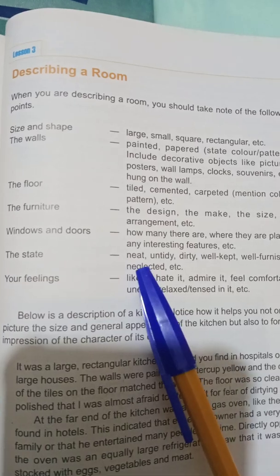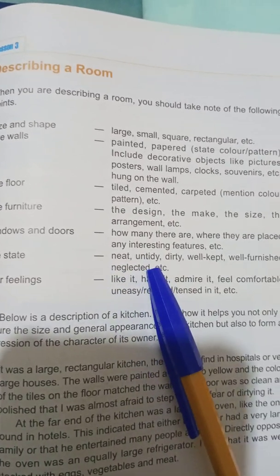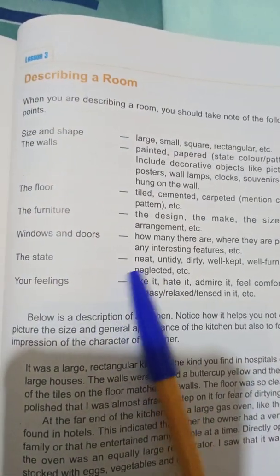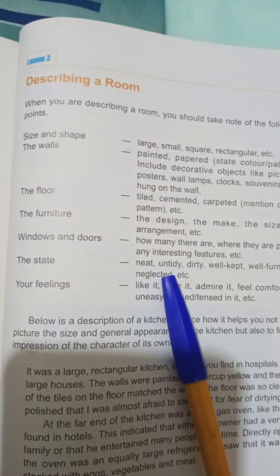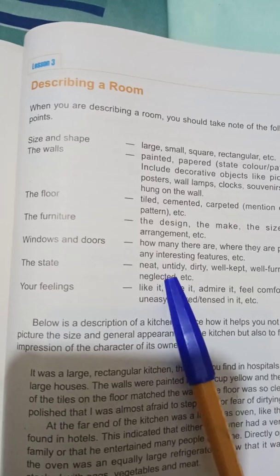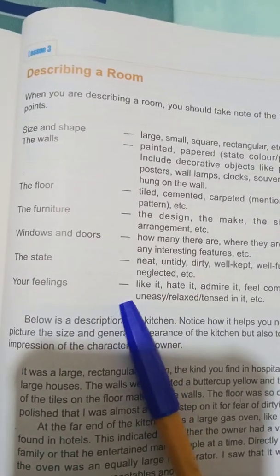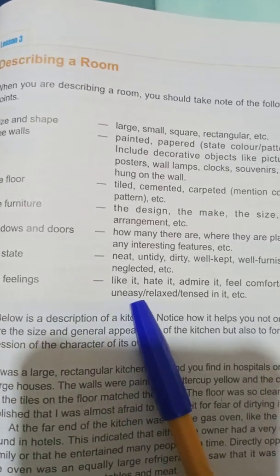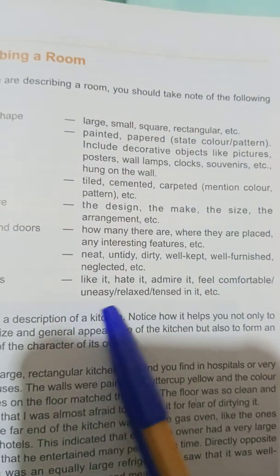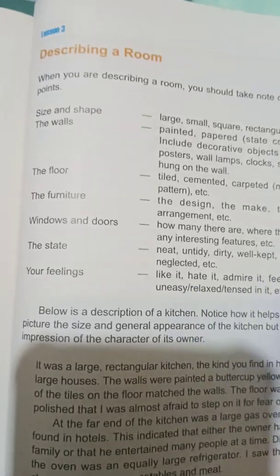The state means what is the state of your room, of any room? Neat, untidy, dirty, well kept, well furnished, neglected. When you see your room, what kind of room do you see? You see a very neat room, untidy room, dirty room, or well kept or well furnished. Your feelings. What kind of feelings do you have about that room? Do you like it? Or do you hate it? Admire it? Feel comfortable, uneasy, relaxed, tensed in it, etc. So you can explain your feelings.